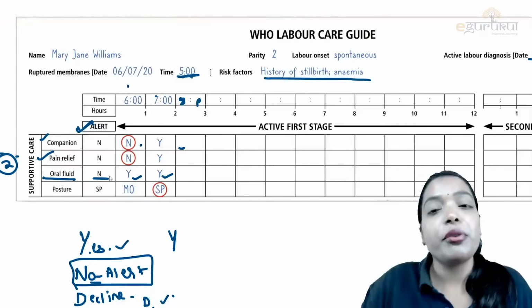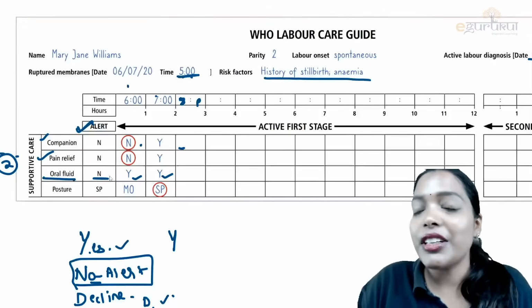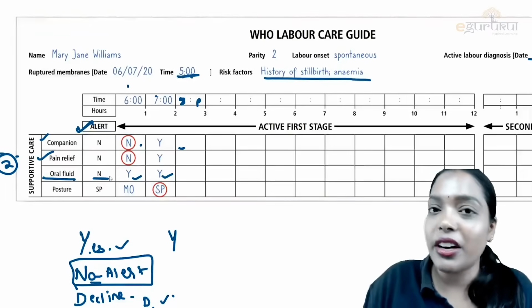And that alert, what are you going to do? Offer her, ask her to take the fluids. If she tells you D, declines, that's not an alert.